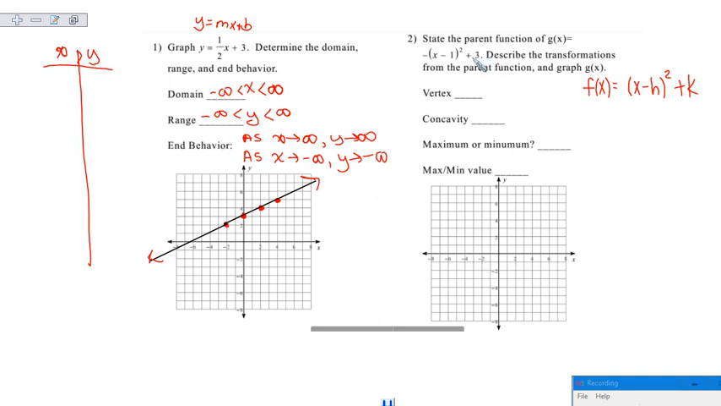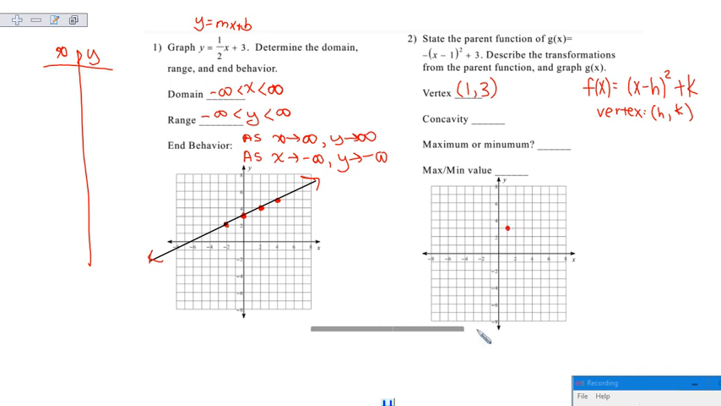So k is 3. My vertex occurs at h, comma, k. So in this situation, my vertex occurs at 1, comma, 3. So I can go to my quadratic and plot that point. So I go right 1 and up 3.